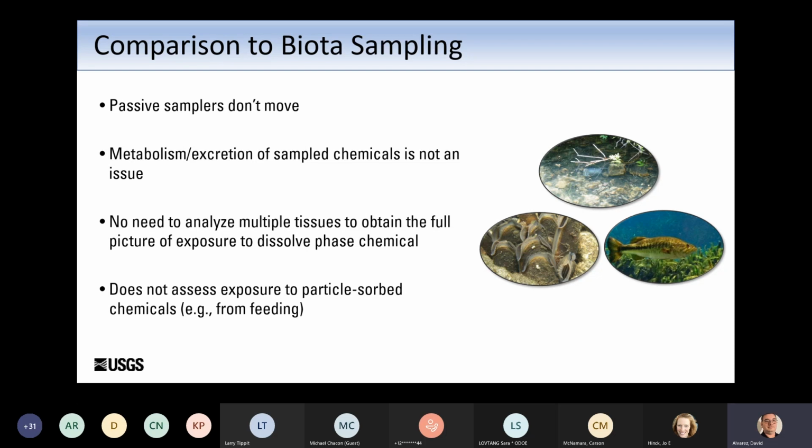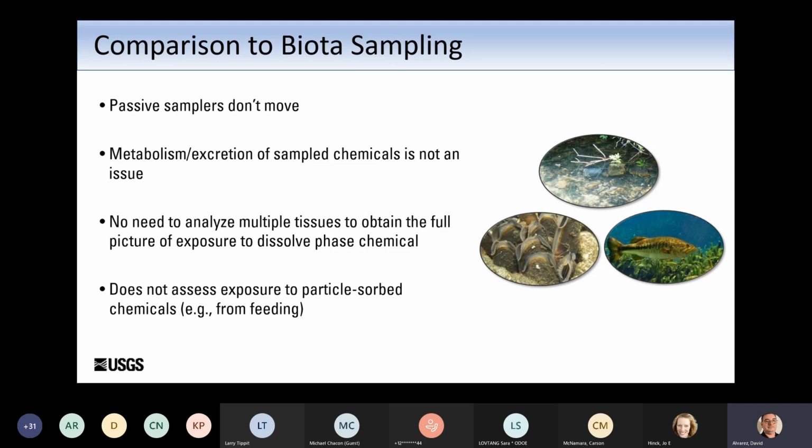There's no need to analyze multiple tissues to obtain the full picture of exposure. We've all heard that, and we're aware that some chemicals, if I think of pharmaceuticals, an antidepressant is going to interact with the brain. Other chemicals will go to other organs. We see the same thing when we're analyzing different tissues, for example, of a fish. Understanding where in that body a chemical may end up is important to make sure you get an accurate analysis.